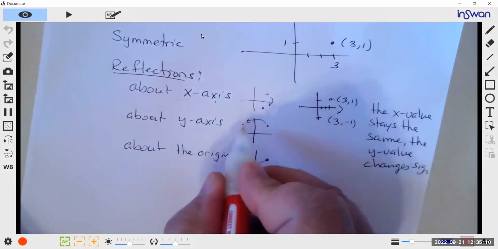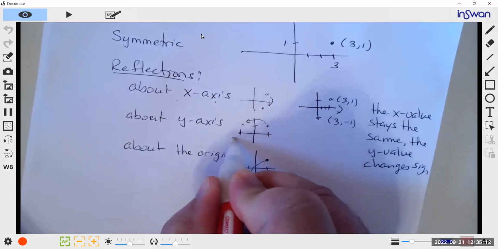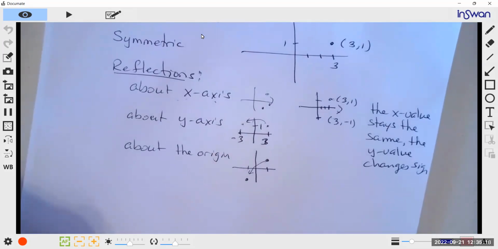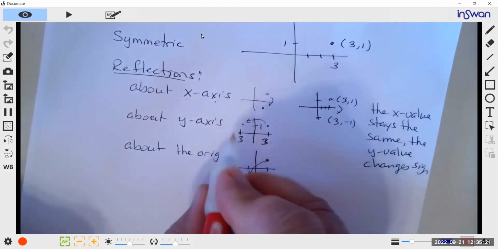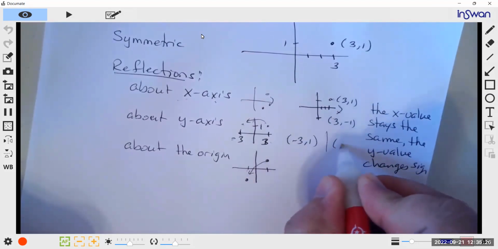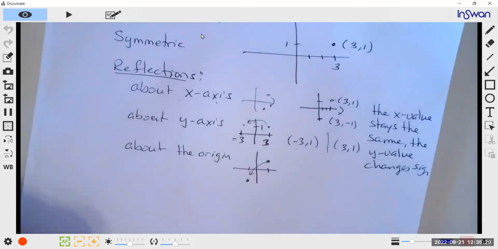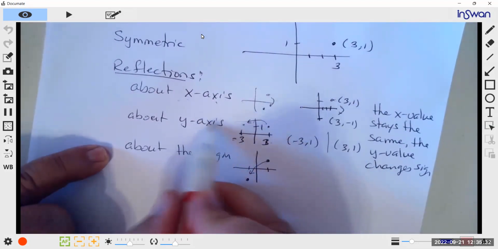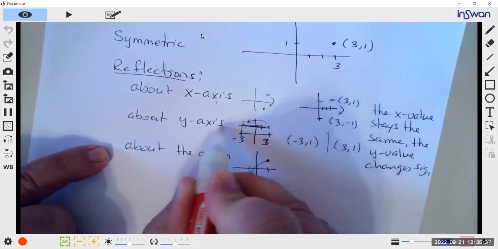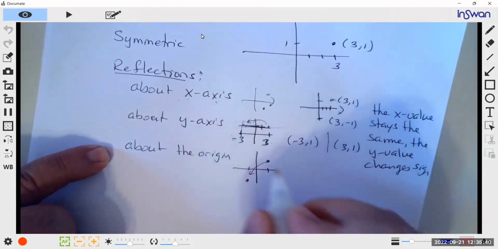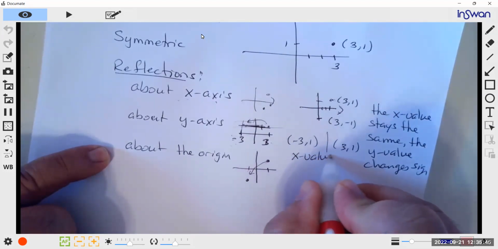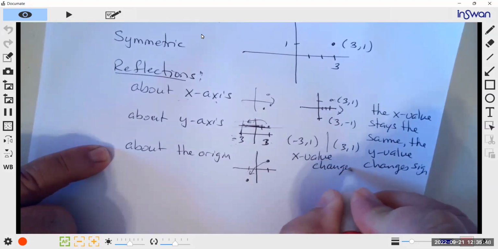It's a reflection about the y-axis. Then we have this point here, which is -3, 1. It's reflexive about 3, 1. So if it's reflexive about the y-axis, the y value stays the same, it's on the same horizontal shift, and the x's change from positive to negative. X value changes sign.